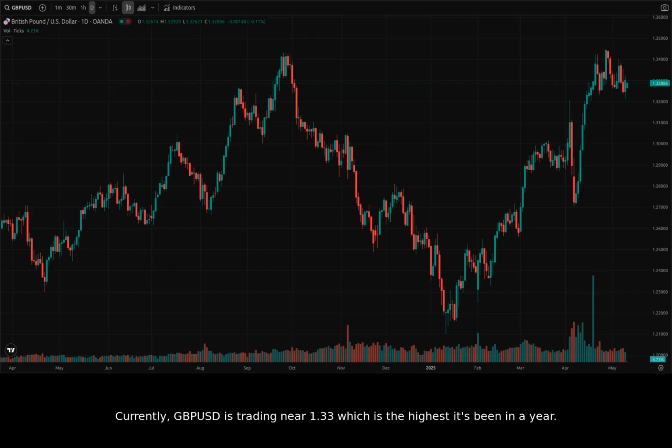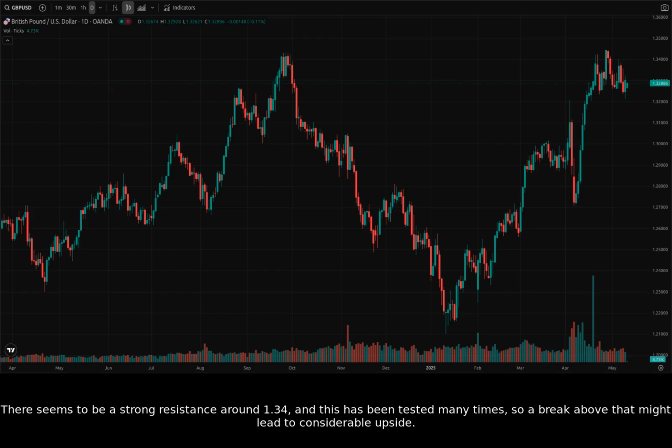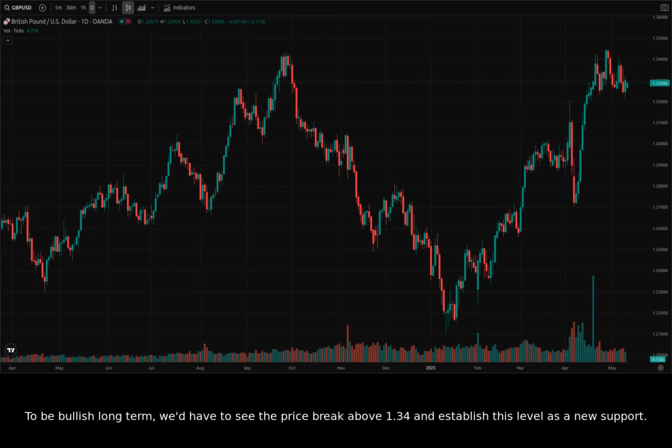Currently, GBPUSD is trading near 1.33, which is the highest it's been in a year. There seems to be a strong resistance around 1.34, and this has been tested many times, so a break above that might lead to considerable upside. To be bullish long-term, we'd have to see the price break above 1.34 and establish this level as a new support. If it's rejected, we would expect the price to fall back to 1.32 to 1.33 as a short-term trading idea.